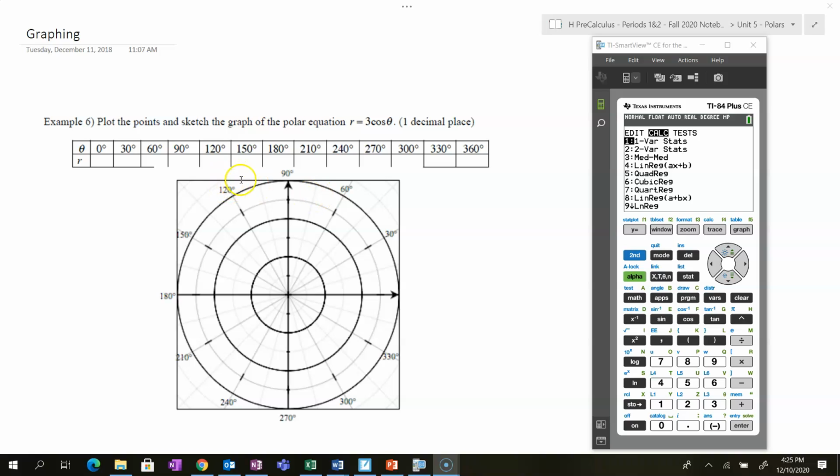Hey gang, today we're going to talk about how to graph a polar equation. So we have a polar equation up here. I'm going to do two examples and then I'm going to ask you to do one.